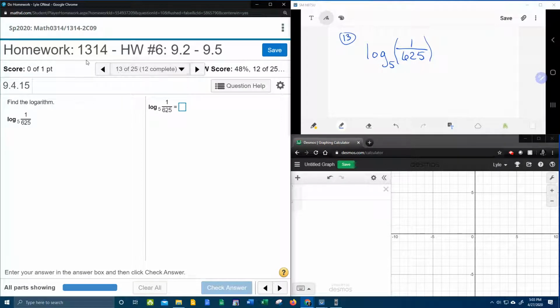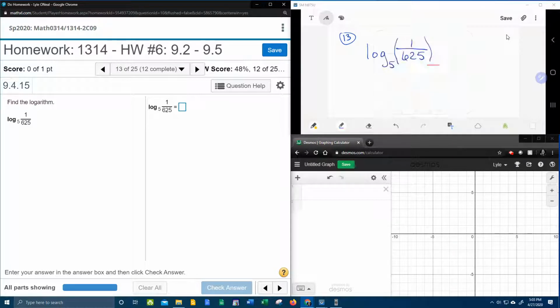Question number 13 in our college algebra, homework number 6 in MyLab Math. It says, find the logarithm. And don't say, well, there it is. That's not what they mean by find the logarithm. They mean evaluate. They want us to work this out and give the answer. I've got the problem written down up here in my little screen. Let's look at how to work this out manually, and then we'll look at how to get the answer electronically.